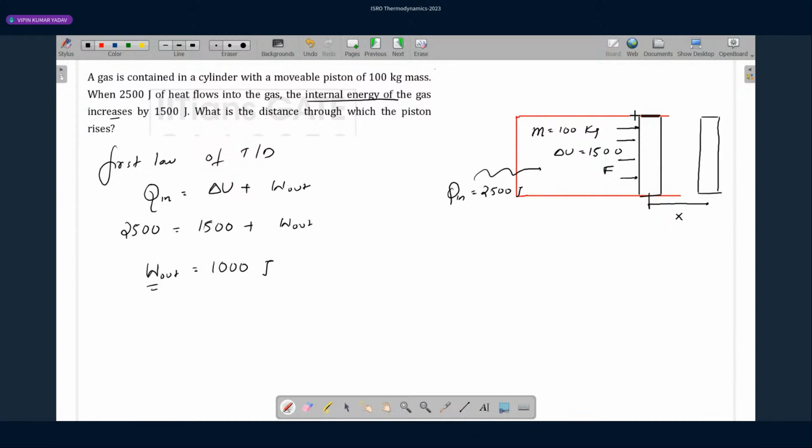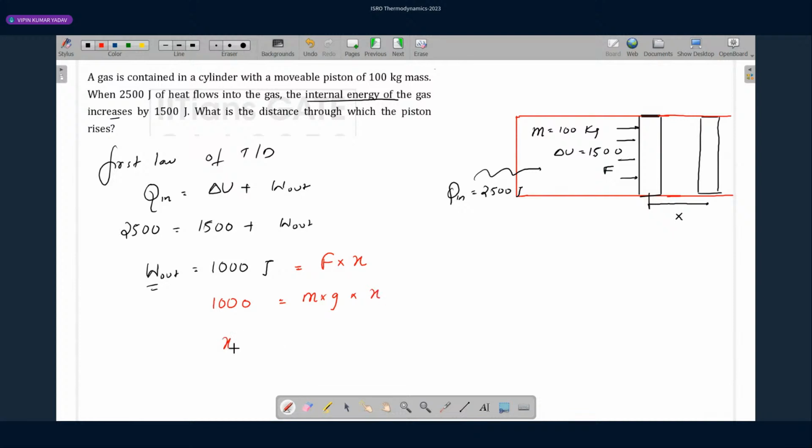Now how are you getting this work output? By pushing this piston outward, by pushing this piston outward. So this work output is equal to force into displacement x. Force into displacement x. So this is what, 1000. Force is what? m g into x.